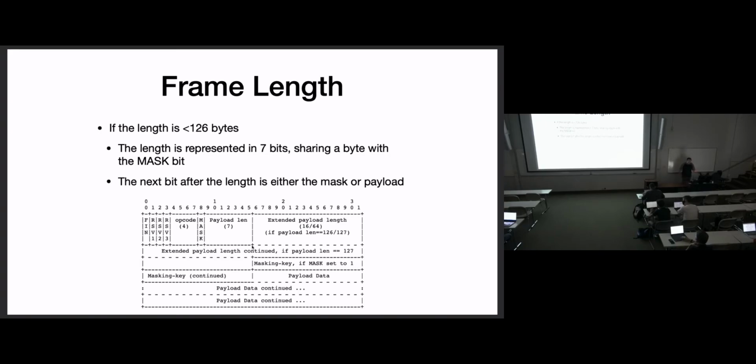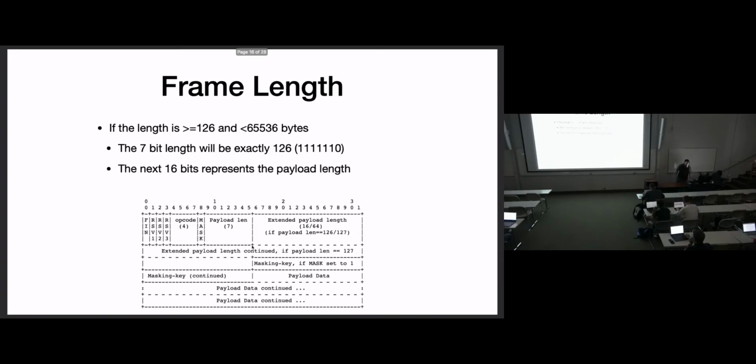So if the length of the payload is 126 bytes or greater, we need ways to represent that. So if the payload length is greater than or equal to 126, but less than 64K, then that 7-bit payload length will be exactly 126.